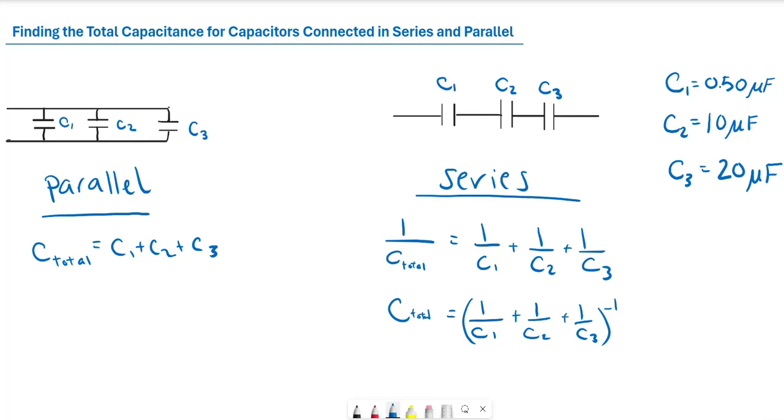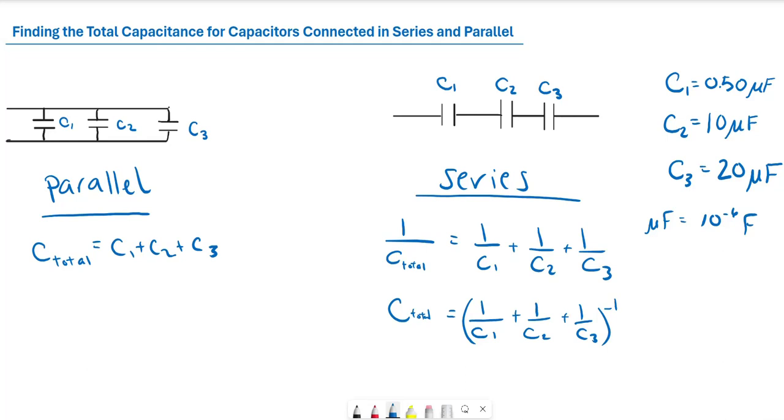So let's go ahead and do some examples with these three capacitances that we have over here. C1 is 0.50 microfarads, C2 is 10 microfarads, and C3 is 20 microfarads. Microfarads is, of course, just 10 to the negative 6 farads, so it's a very small number. And since these equations only have capacitances in them, we don't actually need to convert this to farads and put in the 10 to the negative 6. We can just leave it as microfarads, and then our answer will also be in microfarads. So let's go ahead and do that.